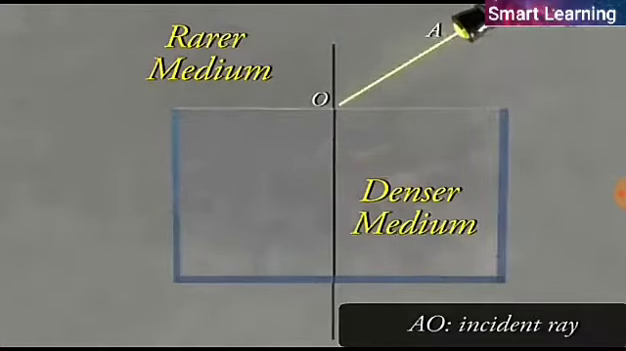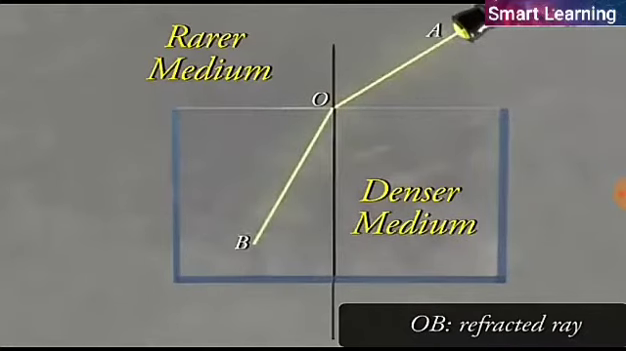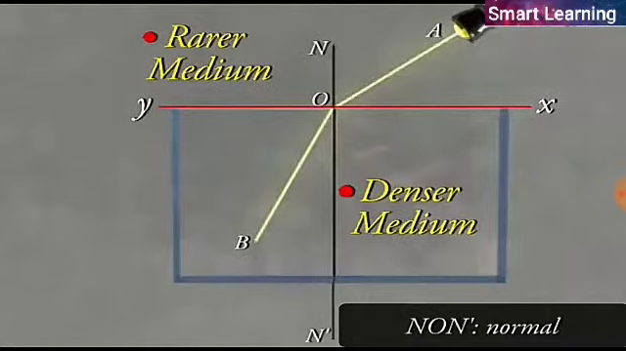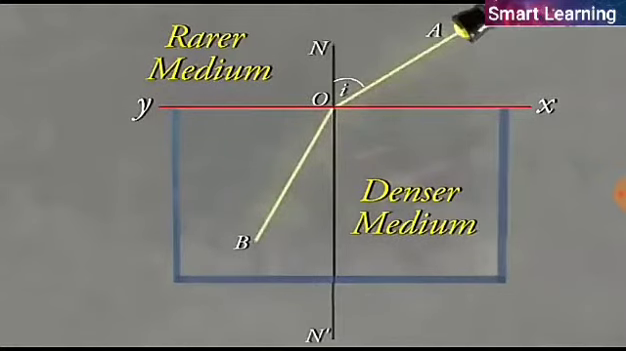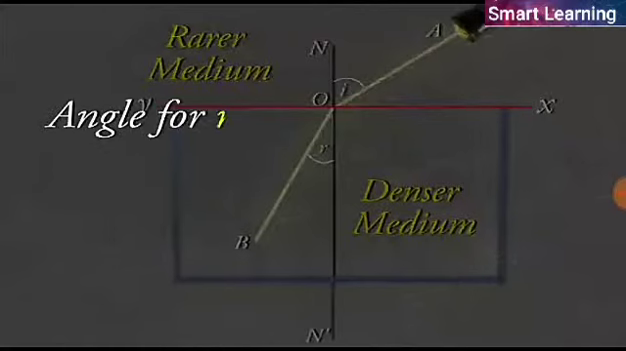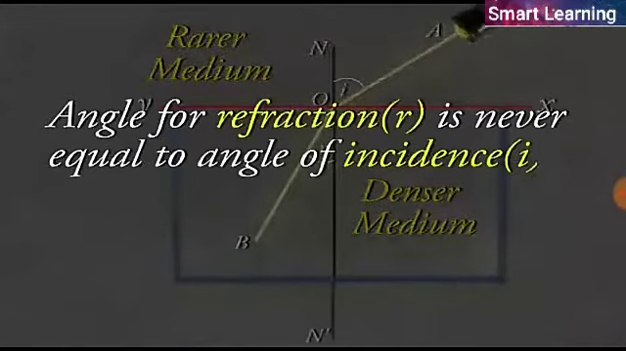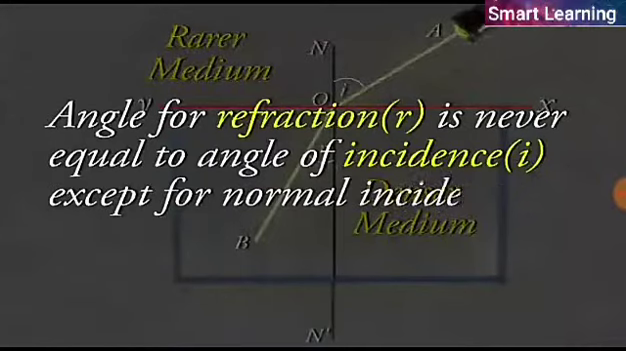AO is called the incident ray. OB is the refracted ray. NON' is called the normal to the plane surface XY, separating the two media. Angle of incidence represented by I. Angle of refraction represented by R. Angle of refraction R is never equal to angle of incidence I except for normal incidence.